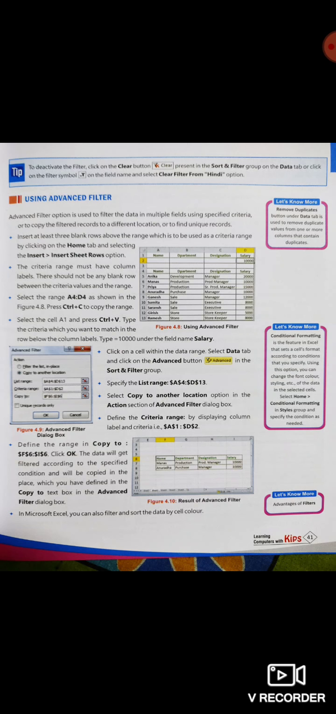Okay, as you can see in figure 4.9, these are the places where you have to define the range: the list range, criteria range and copy to range. Next you have to click on the OK button. Whenever you click on the OK button, the data will get filtered according to the specified condition and will be copied in the place which you have defined in the copy to text box in the Advanced Filter dialog box. Okay, so in Microsoft Excel we can also filter and sort the data by cell color.